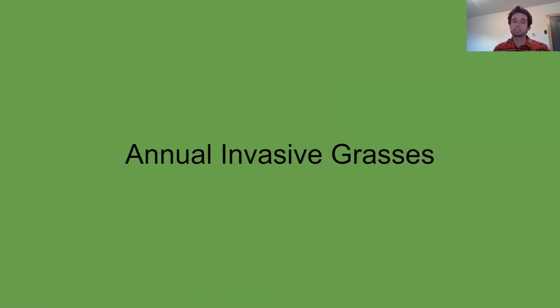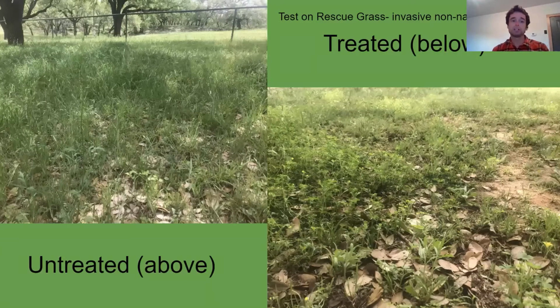We do more than just irrigated. On dry land, a lot of people in Montana struggle with annual invasive grasses, like cheatgrass. We had an example in Texas, they have rescue grass that's related to cheatgrass, the same family. And here they were trying to reseed perennial grasses. On the untreated side, you can see it looks like more grass, but that's just all the rescue grass taking over again.